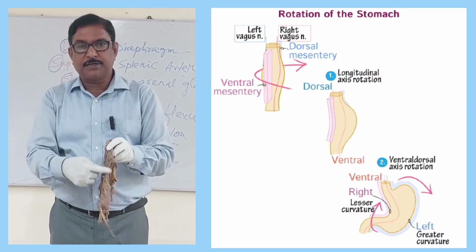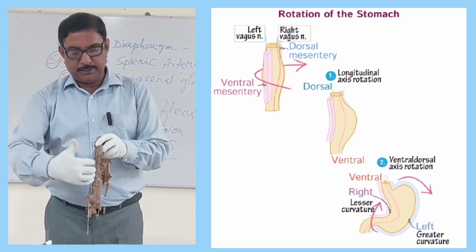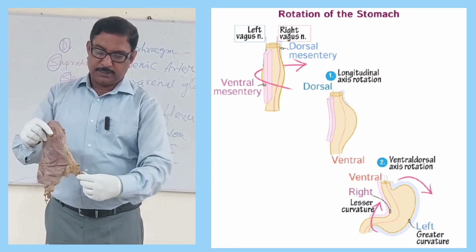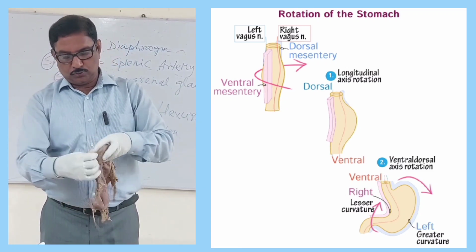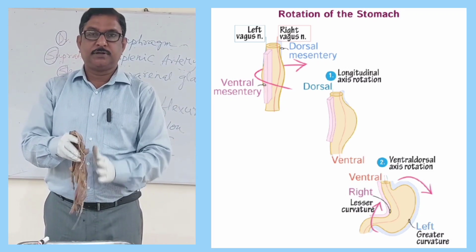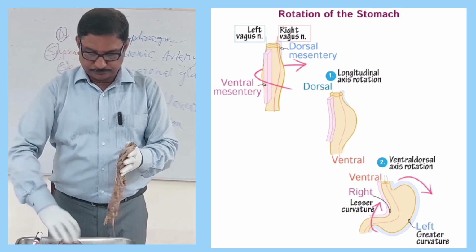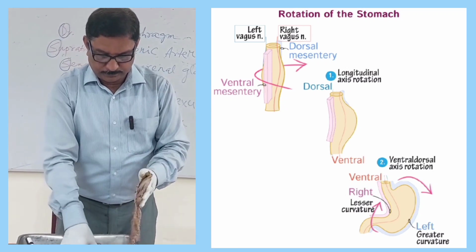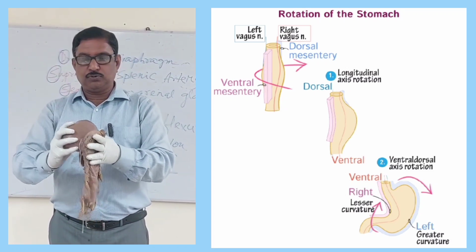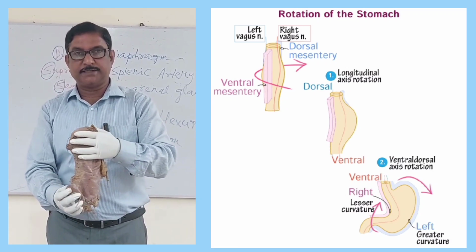the lesser curvature was anterior, and the lesser omentum is developed from the ventral mesogastrium, and dorsally, the greater omentum developed from the dorsal mesogastrium. So at that time, this was the right surface, this was the left surface. But because of the enlargement of the right lobe of the liver, liver is here, it pushes the stomach gradually. Then the stomach rotates towards the right side.